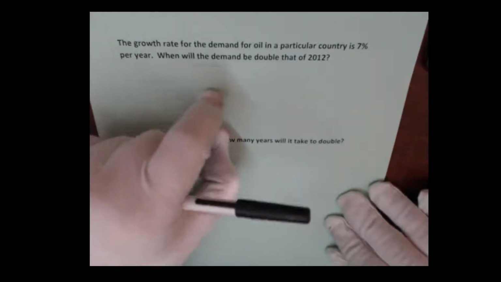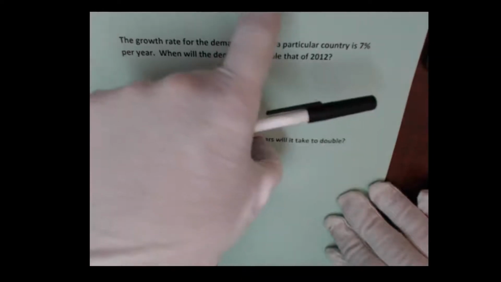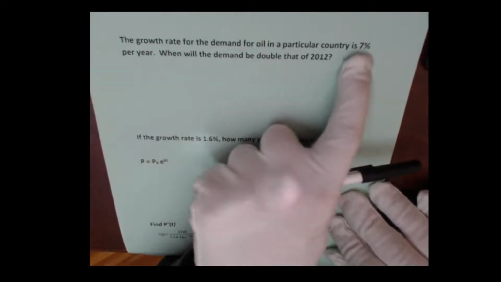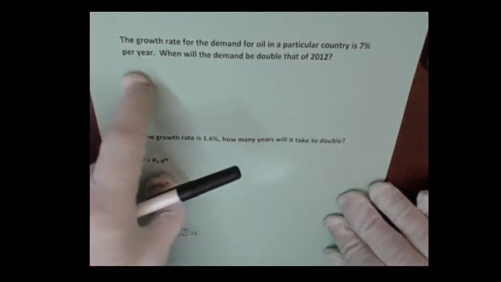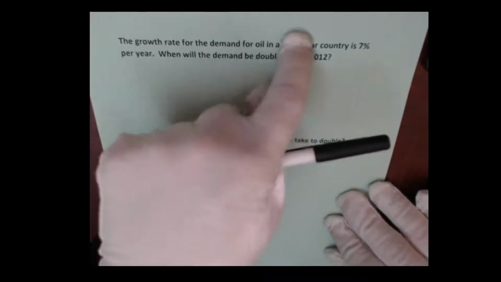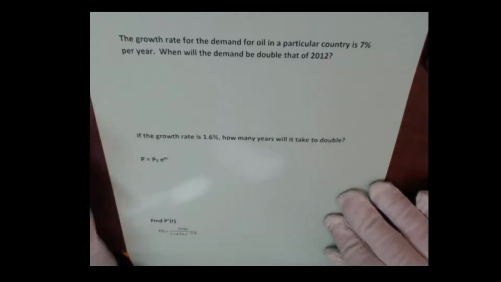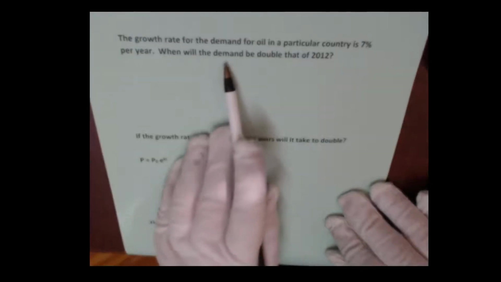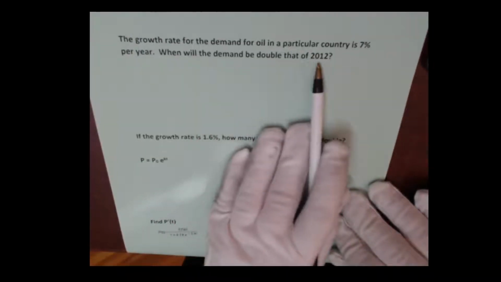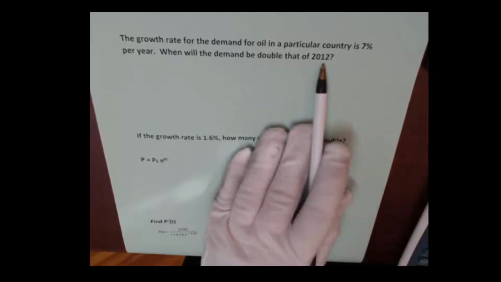When you're building at a percentage rate, it grows exponentially because every percent can build off a bigger base from the previous year, which is what causes the compound interest, which makes it curve upwards exponentially. Anyway, they ask for the equation, when will demand be double? Well, let's see what this would look like as a differential equation.